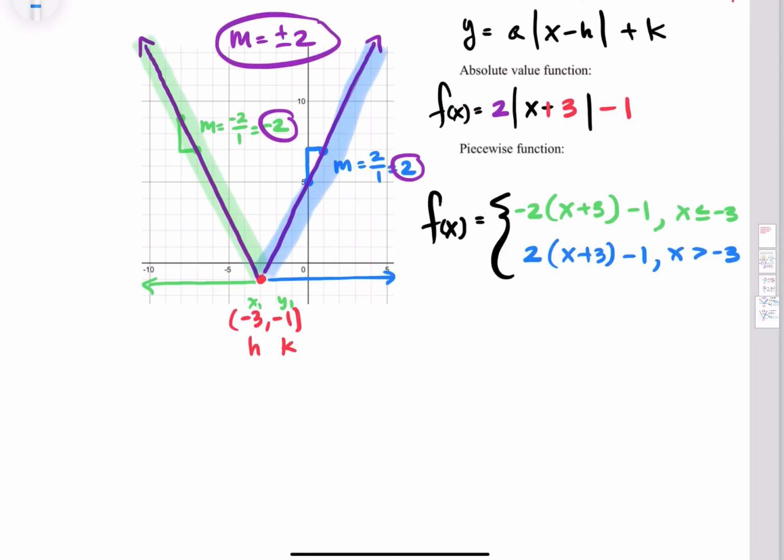So that's how you write out your absolute value functions and your piecewise functions. Notice they're very similar. In the piecewise function, you need both the positive and the negative slope, and then we have our shared point, in this case -3, -1. However, in the absolute value function, if they have a slope that is similar, just one positive and one negative, we're just going to write out the absolute value of that slope, which is just 2 in this case, and then we'll put in our x1 and our y1 in place of our h and our k.